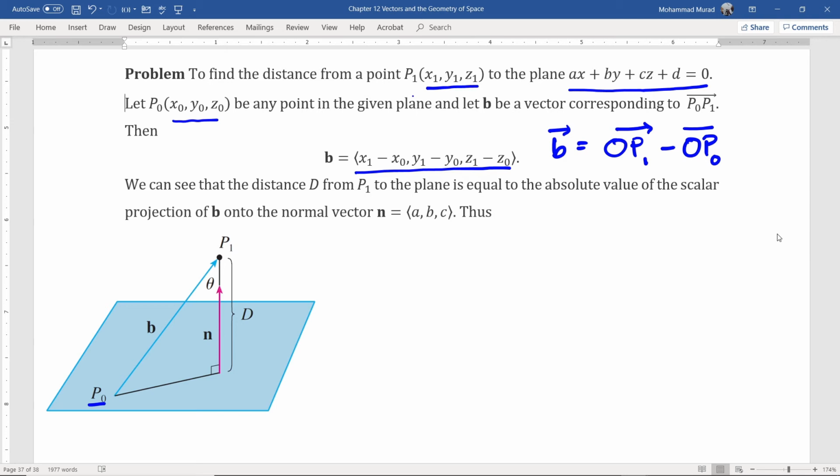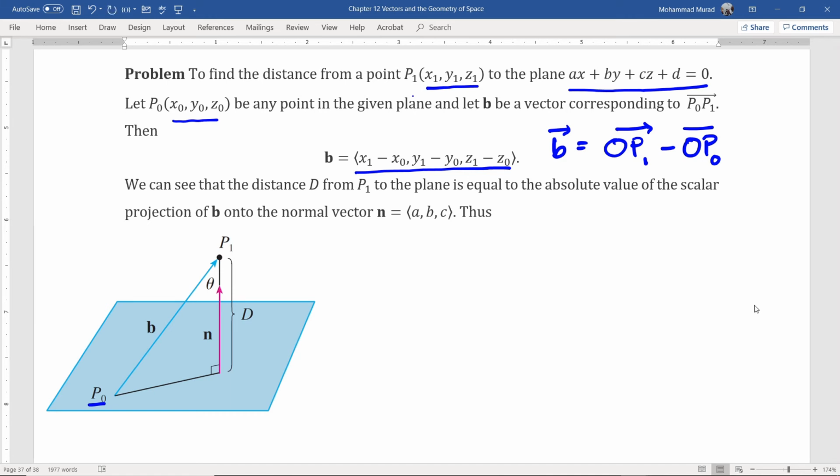We can see that the distance d from P sub 1 to the plane is equal to the absolute value of the scalar projection or component of the vector b onto the normal vector n. So if we project the vector b onto the normal vector, the absolute value of that quantity would give us the distance from the point P1 to the plane. The normal vector has components a, b, c from the coefficients of x, y, and z from the plane.